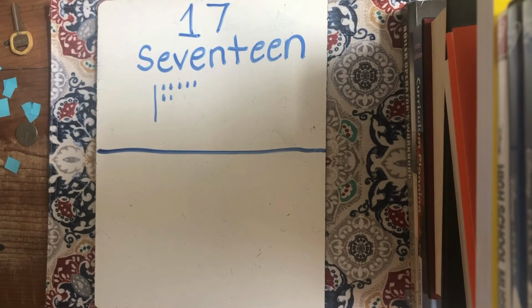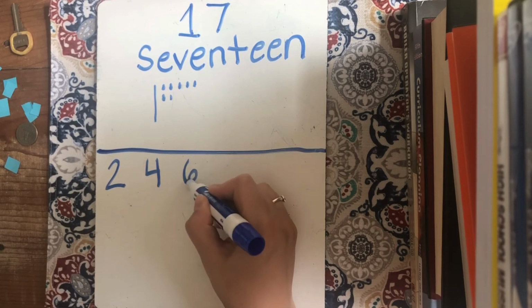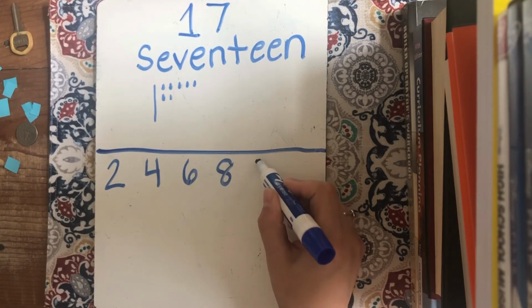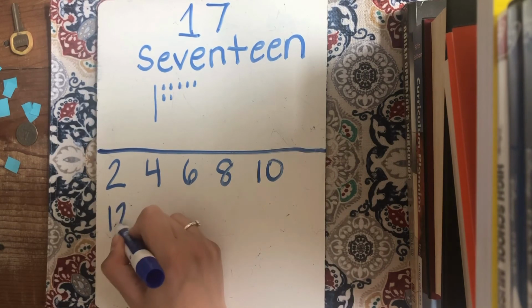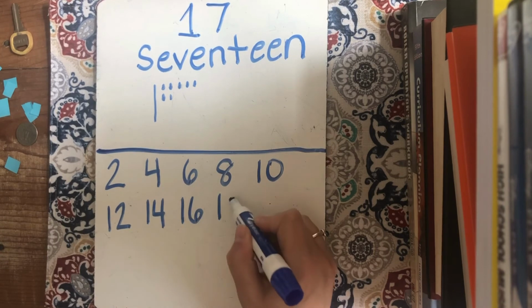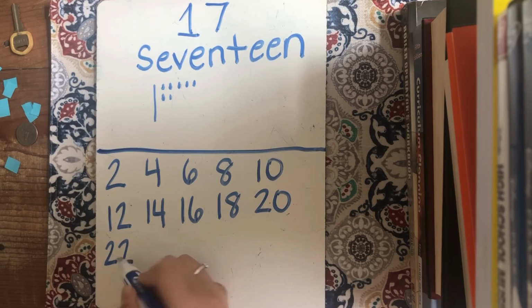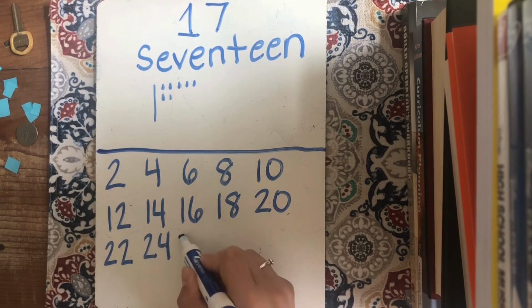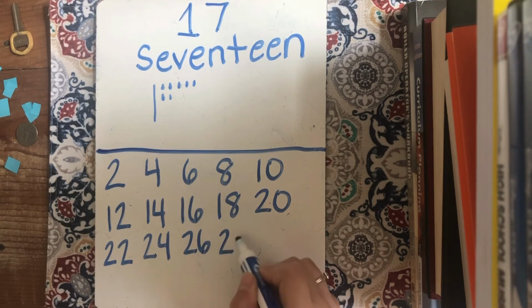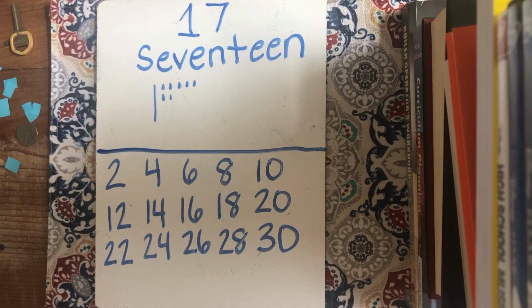On the bottom, we are going to count by 2, and we are going to count by 2 all the way to 30. 2, 4, 6, 8, 10, 12, 14, 16, 18, 20, 22, 24, 26, 28, 30. And that is how you count by 2s to 30.